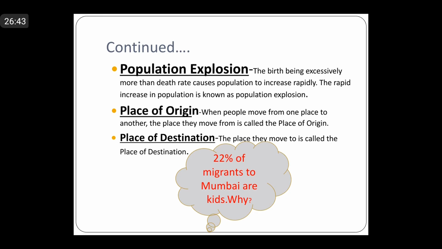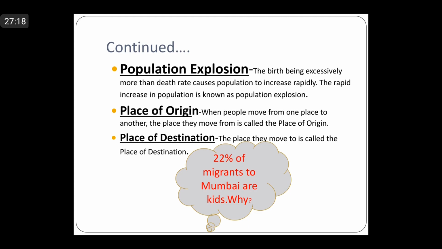She was born in the US and migrated where? To Australia, right? So people move from one place to another, and the place they move from is called the place of origin. And the place of destination is the place where they have reached, or the place where they have started working.